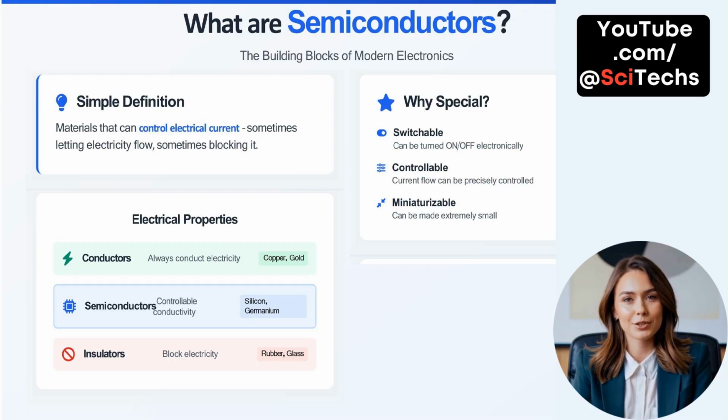What makes semiconductors so special? First, they're switchable, meaning they can be turned on and off electronically, enabling the core function of digital logic. Second, they are controllable. Engineers can precisely regulate how much current flows through them. Finally, they're miniaturizable. Semiconductors can be made incredibly small, allowing billions of transistors to fit on a single chip. These properties make semiconductors the fundamental building blocks of all modern electronic devices.